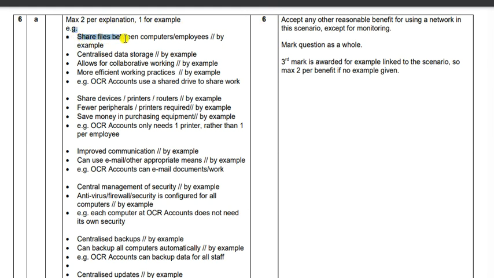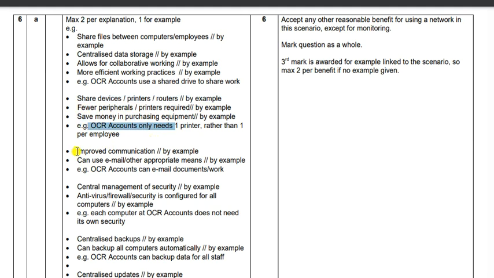You can say that the company employees can share the files between the computers. They can implement a centralized data storage. They can allow for collaborative working and more efficient workspaces. An example is that the OCR Accounts uses a shared network drive to share the work. Then they can share devices like printers, routers, etc. Fewer peripherals like printers are required, which will save money. And OCR Accounts only needs one printer rather than one printer per employee.